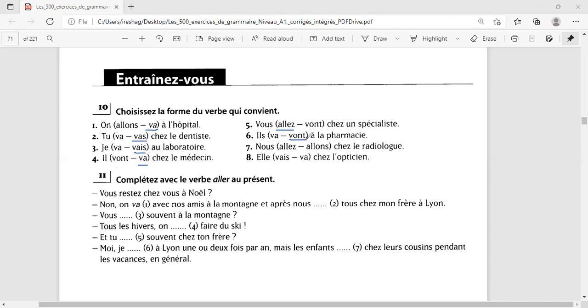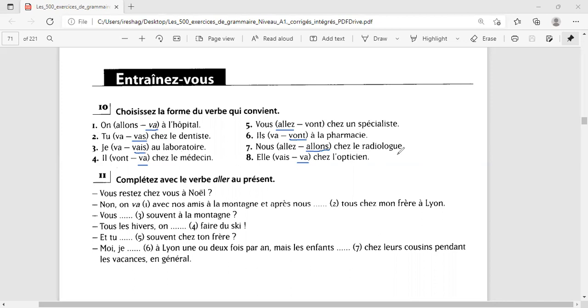Ils vont à la pharmacie. They go to the pharmacy. Nous allons chez le radiologue. We go to the radiologist's place. Elle va chez l'opticien. She goes to the optician's place.